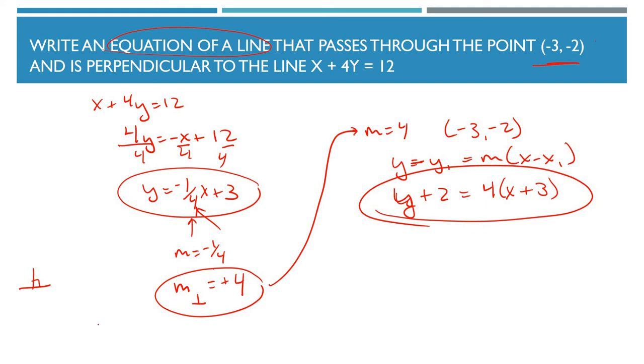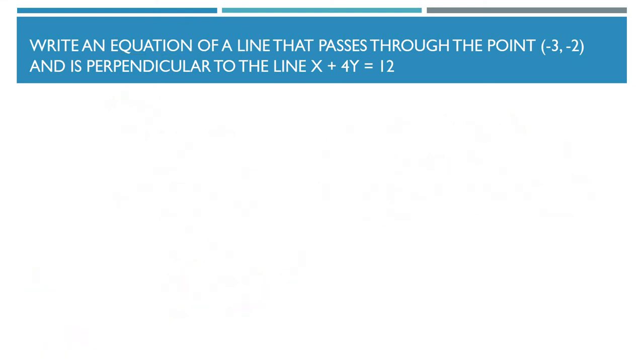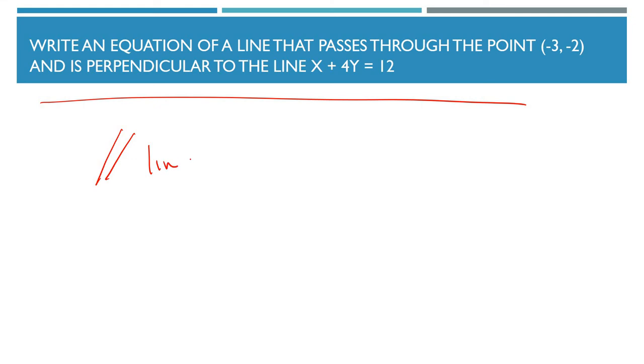So again, let me recap real quickly. If I am looking for parallel lines, then the slope of the first line is going to equal the slope of the second line. If I want perpendicular lines, then the slope of the first line is going to be the opposite reciprocal of the slope of the second line.